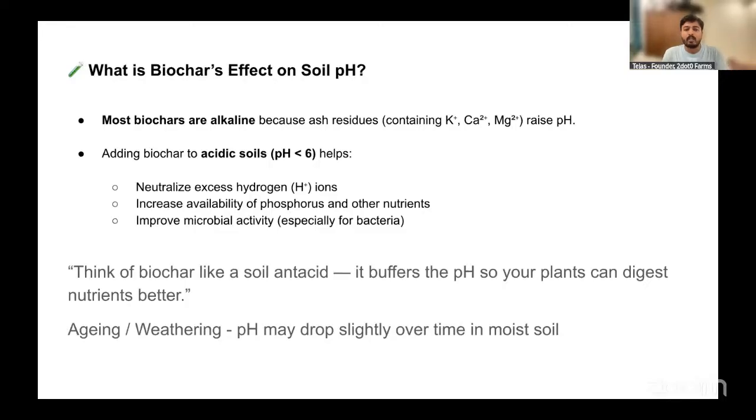So adding biochar to acidic soil in general helps. We can use it as a substitute in place of lime. We have been using lime as an alkaline substance that we bring in to modify the pH of the soil. We can use biochar in place of lime. Think of biochar like a solid antacid. It buffers pH so that our plants can digest nutrients better.